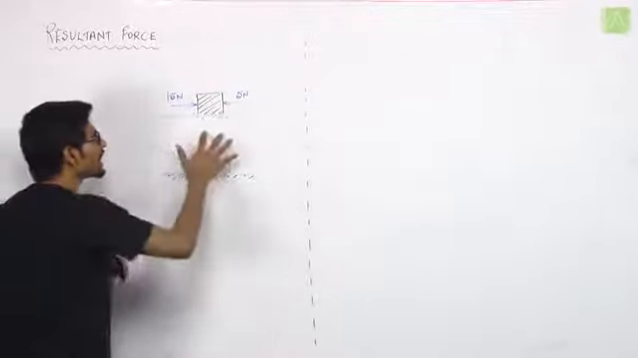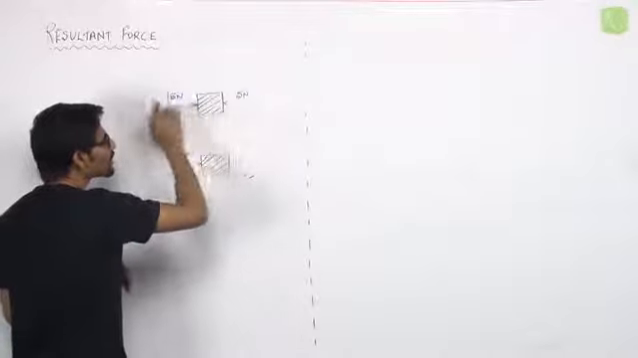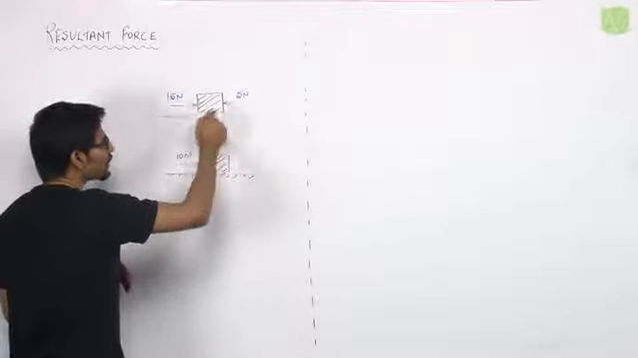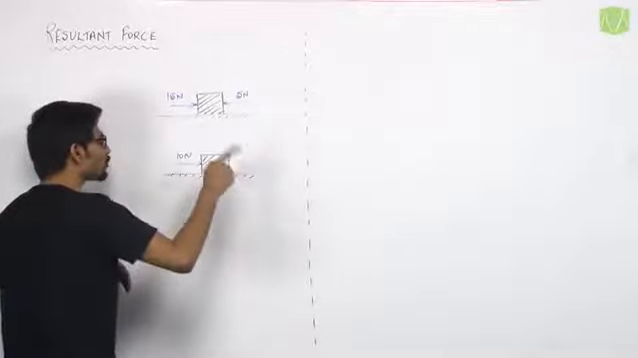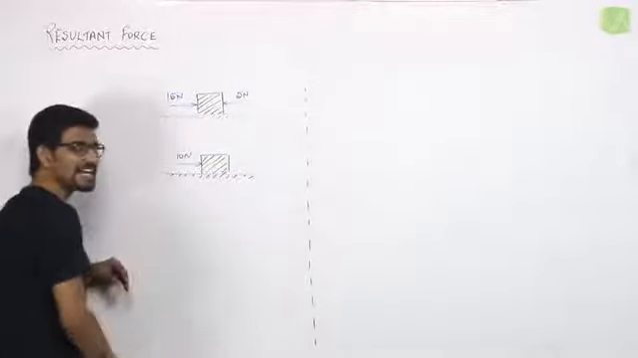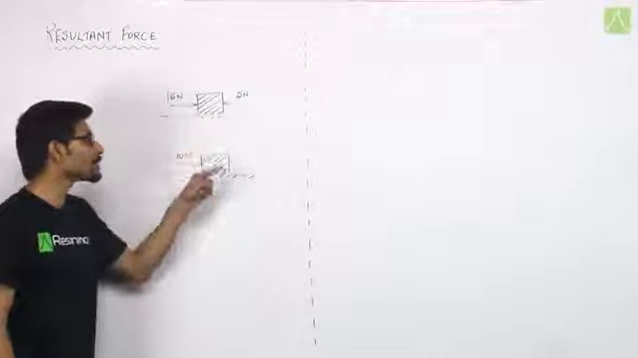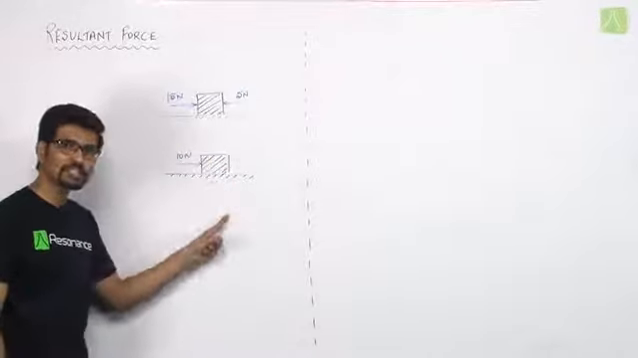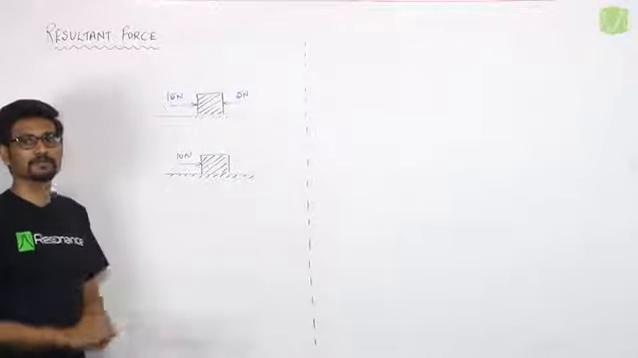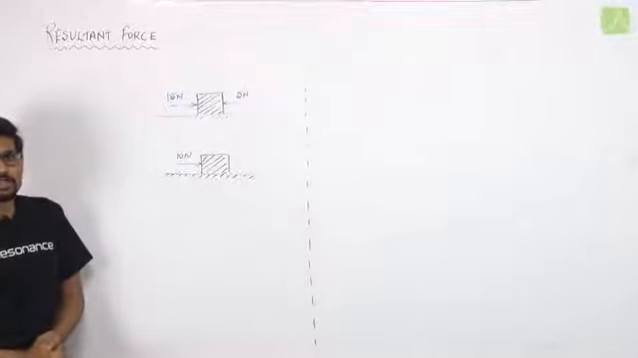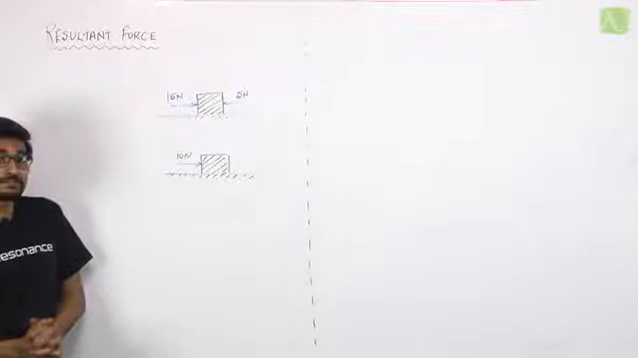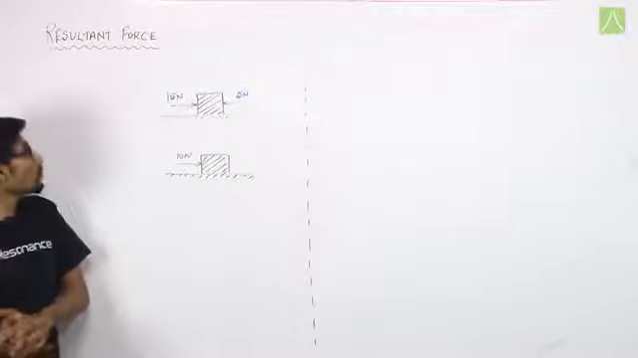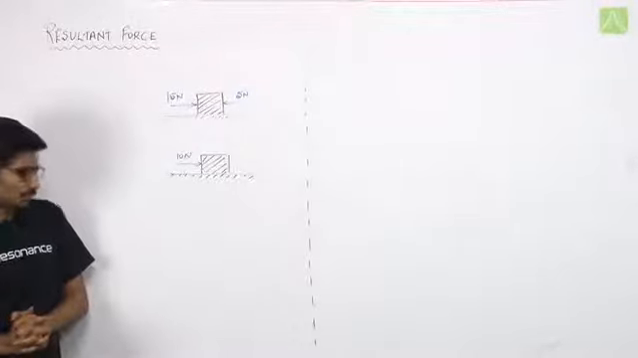Like, if there are 2 forces acting on this body, one is of 15 Newton from this side and one is of 5 Newton from this side, and if the same body is taken and only a single force of 10 Newton has been applied from this side, will the effects which are produced in these 2 bodies be same or not? What do you think? Will it be same or not? I think it will be same. So what is a resultant force?